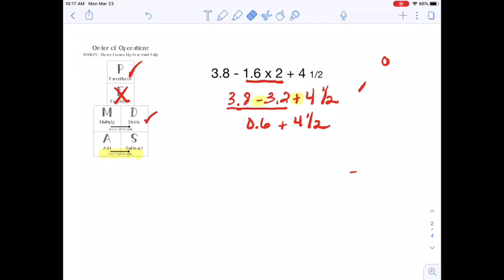So I'm going to erase all of this and give myself a little bit more room to work because I want to show you both ways to do this problem.